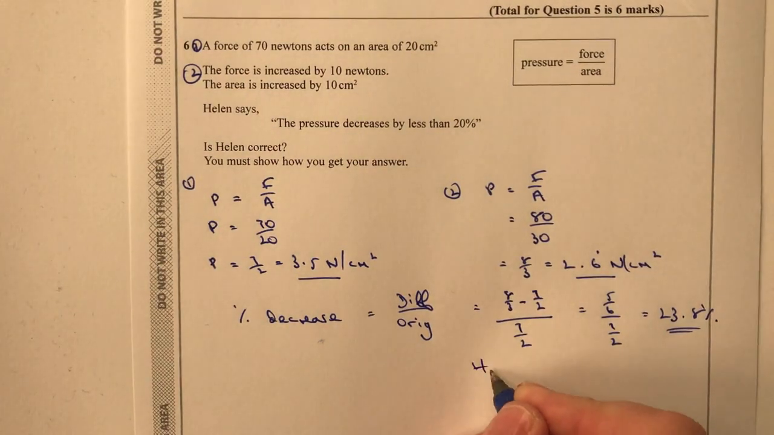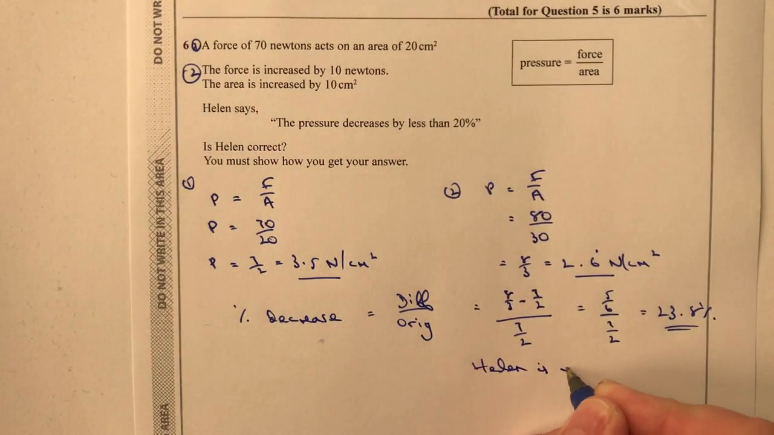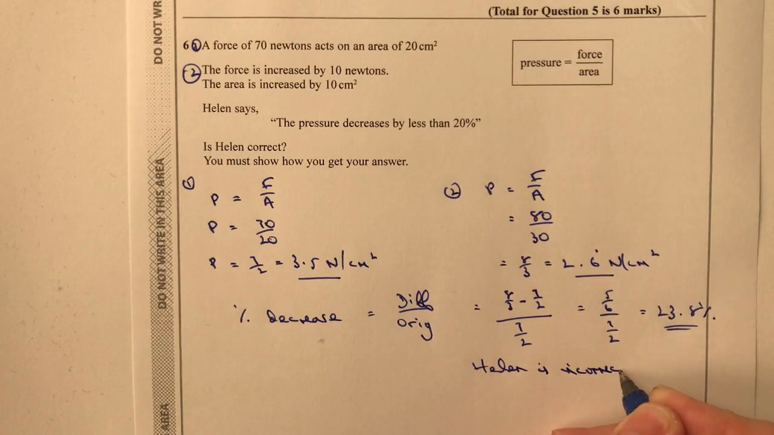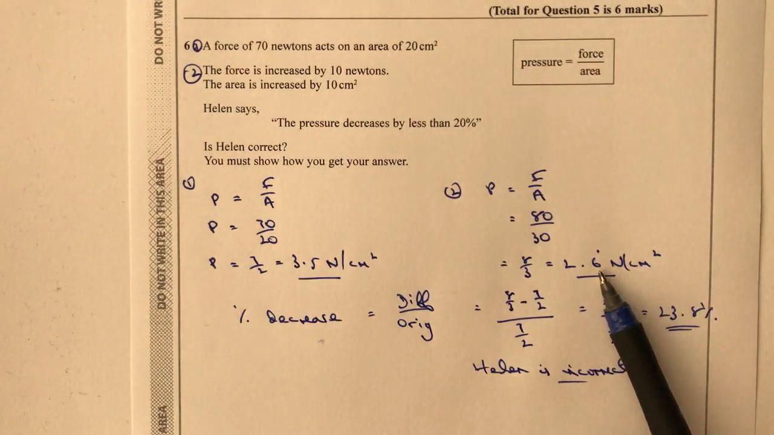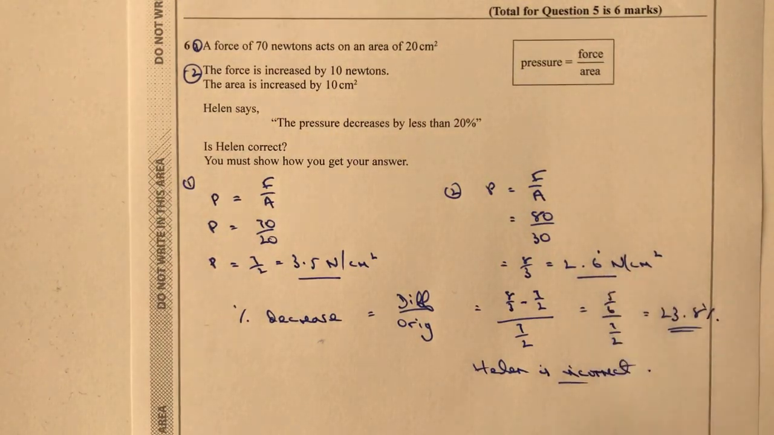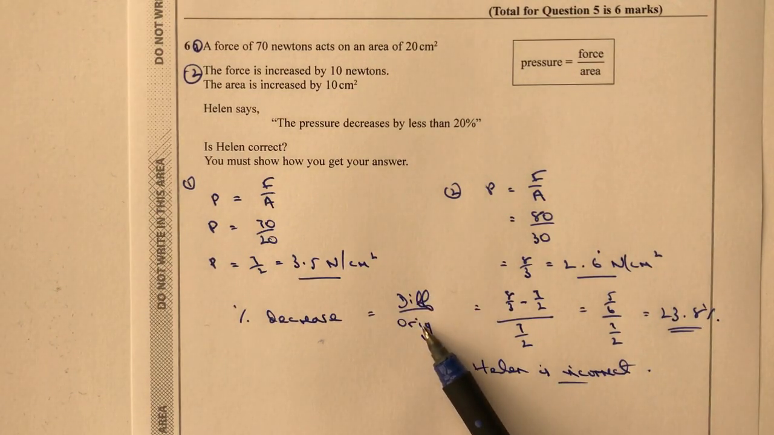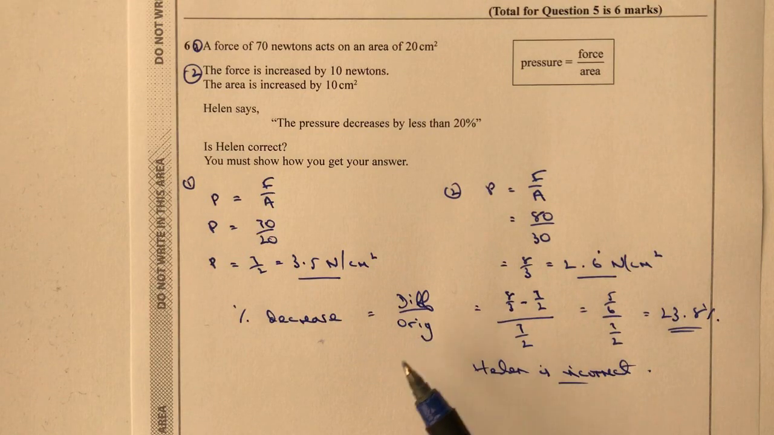So we can write: Helen is incorrect. I'm very aware that people will have slightly different methods and ways of doing this. That's perfectly fine. You might choose to stick with the 0.6 recurring, and that's absolutely fine, providing you use difference over original, multiply by 100 to get your percentage decrease. I tend to prefer fractions myself, but that's just the way I was taught in my early years.